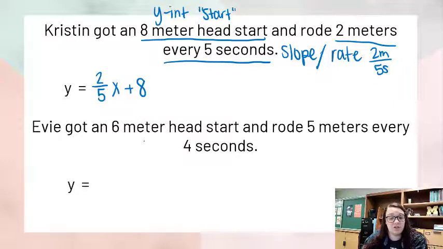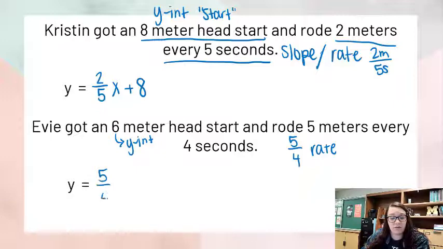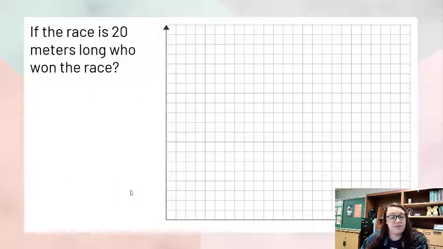Evie is last. She got a 6-meter head start, and she rode 5 meters every 4 seconds. So we can see our 5/4 is our rate, and our 6-meter head start is our y-intercept. So I've got 5/4 x plus 6. So we've got 3 people going, and they're going at different speeds, and they're starting at different points. It says if the race is 20 meters long, who won the race?